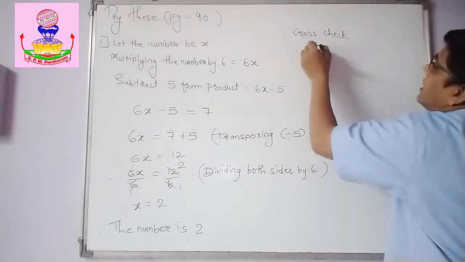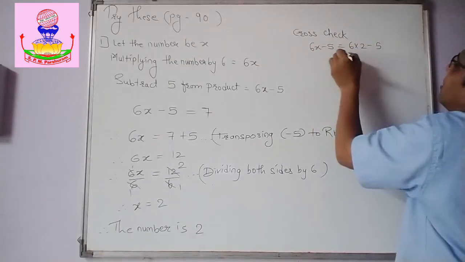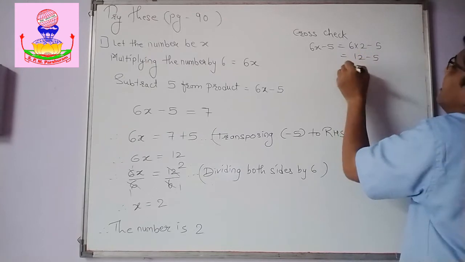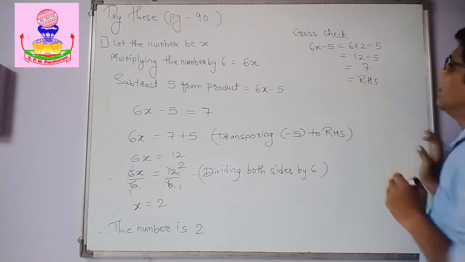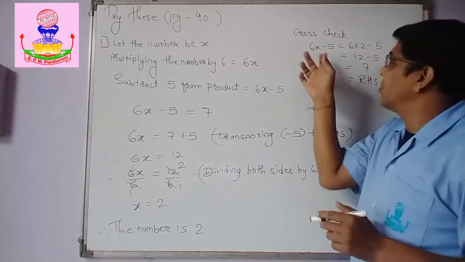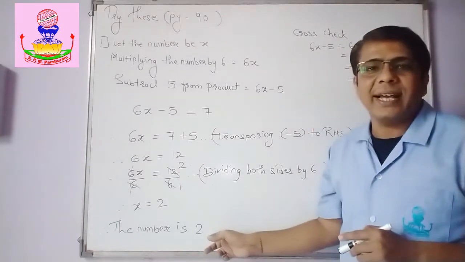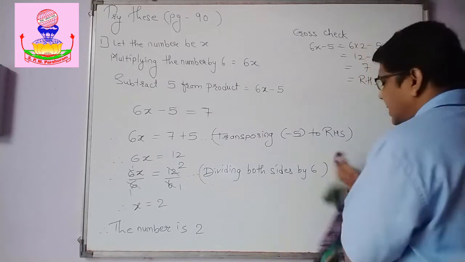What it was? 6x minus 5 means what? 6 into 2 minus 5. 6 twos are 12 minus 5. That is equal to 7. That is equal to RHS. Means our answer is correct. Do you understand? So in this way you can cross check also. So you got the answer. Okay. This is first try this. Now second try this.